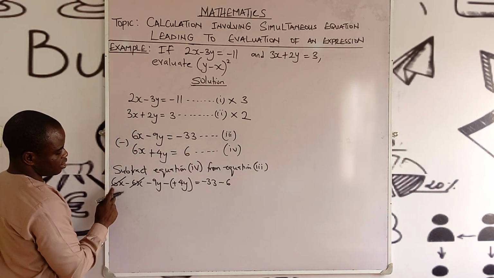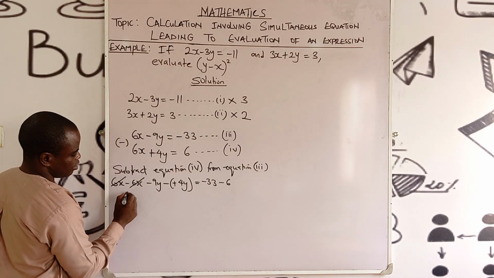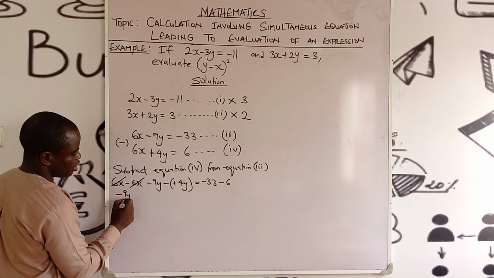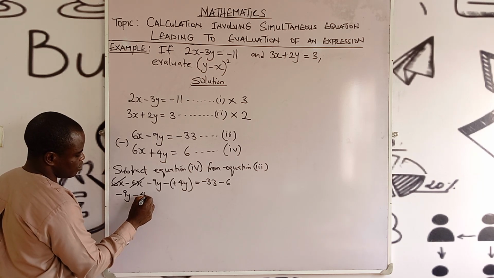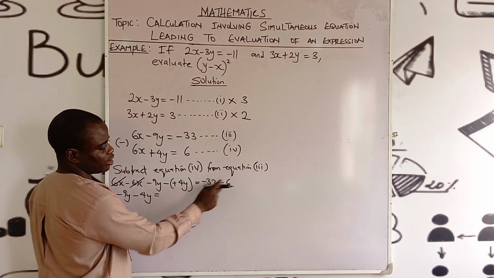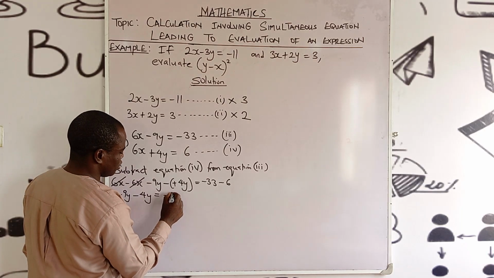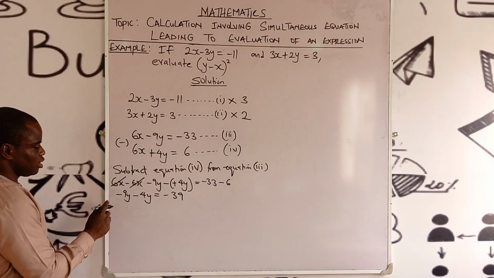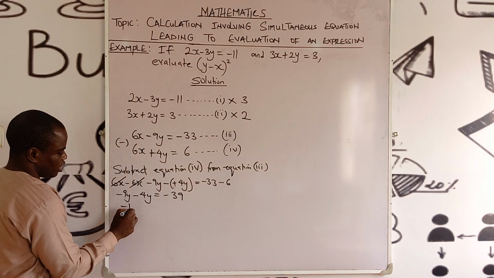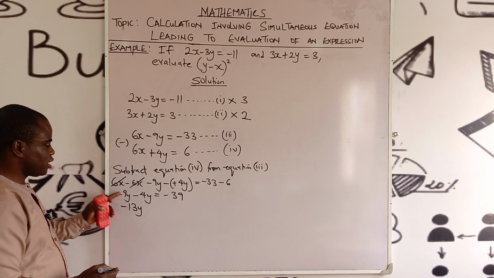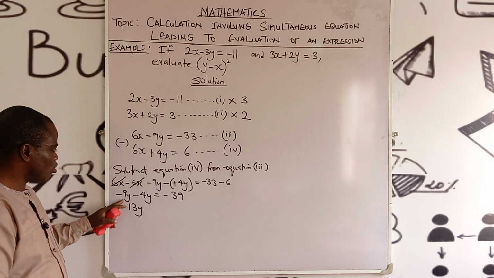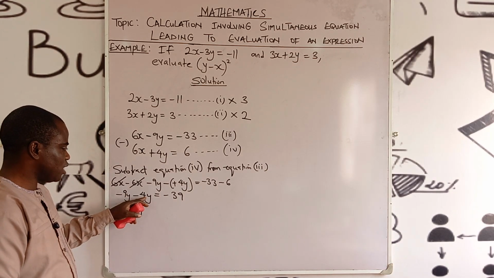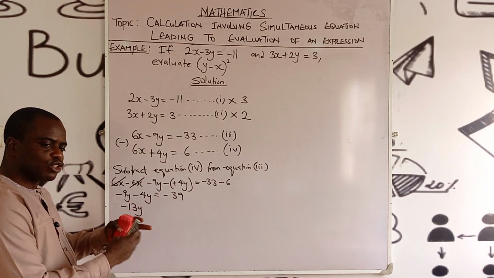6x cancels 6x. 6x minus 6x, that's 0. Positive and negative and positive, that's negative. Minus 9y negative minus 4y equals minus 33 minus 6, that's minus 39. Minus 9y minus 4y, that's minus 13y. Negative, negative, that is, you are owing someone 9 naira, you are owing another person 4 naira. How much are you owing together?